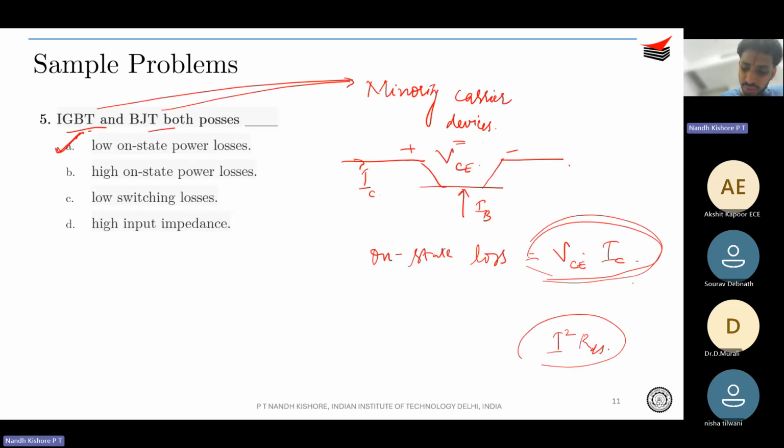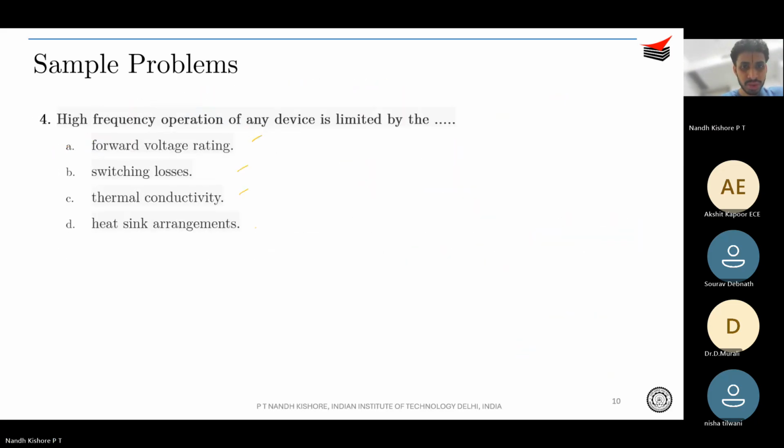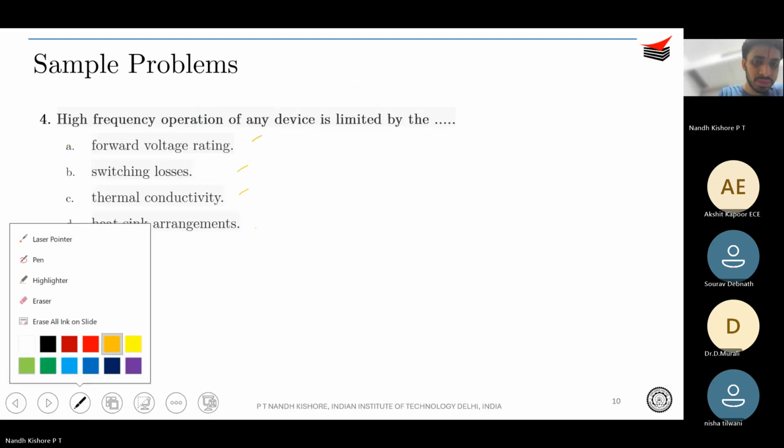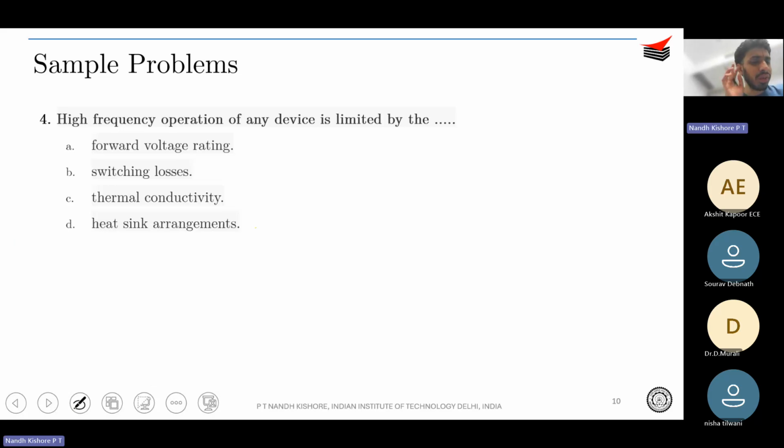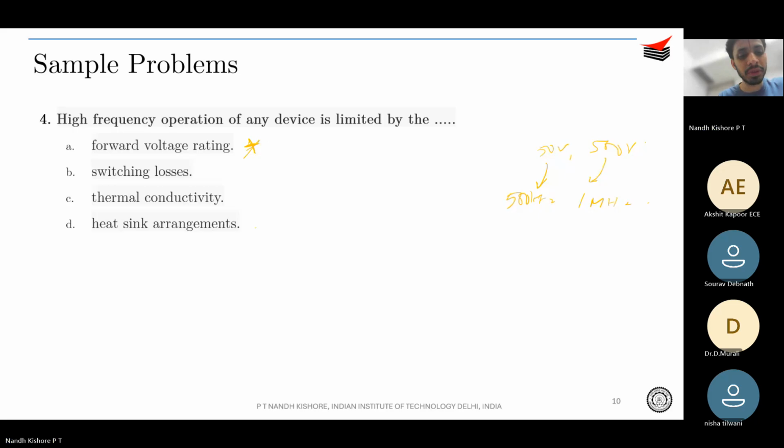Okay, so high frequency operation is not limited by voltage rating, right? So a device may be rated for 50 volts or 500 volts. It may be that the 500 volt device is able to operate at 1 megahertz, whereas the 50 volts device is not able to operate even at 500 kilohertz. Okay. So forward voltage rating doesn't have any connection whatsoever to the high frequency operation capability.